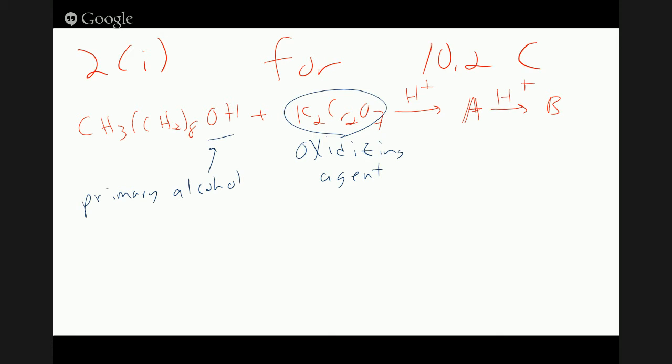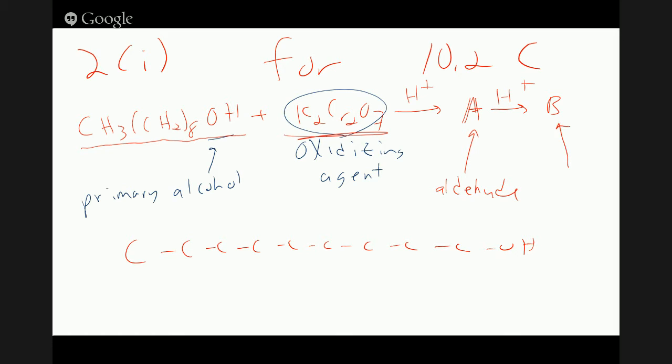So question 2I for 10.2C. For the first reaction, we have an alcohol, a primary alcohol here, CH3CH2 with 8 carbons and an OH. It's 9 carbons with an OH. We have an oxidizing agent here, and that oxidizing agent is going to cause this alcohol to become an aldehyde. So A will be an aldehyde. And then if I'm going to continue to oxidize the aldehyde until it gets to product B, it will be a carboxylic acid.